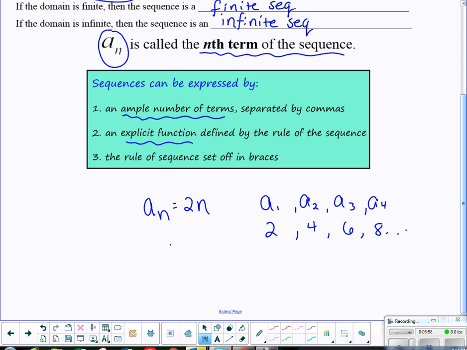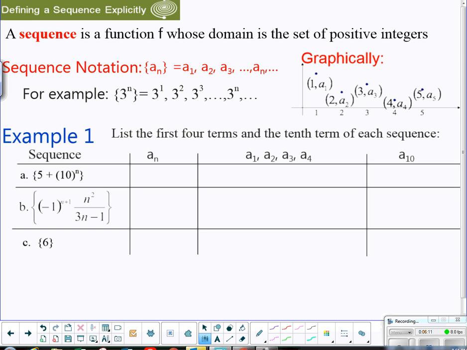Sometimes the rule of sequence can be expressed just in braces like that, rather than writing out an explicit rule of a sub n. A sequence is a function f whose domain is a set of positive integers. We talked about that. Sequence notation. Here's one way we can write the rule, using braces and just putting the rule in there. And there's an example of 3 to the n, so powers of 3.